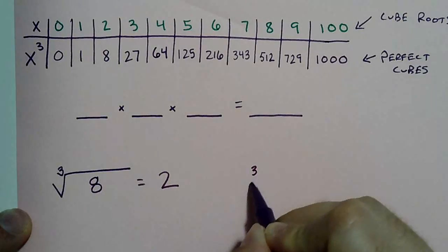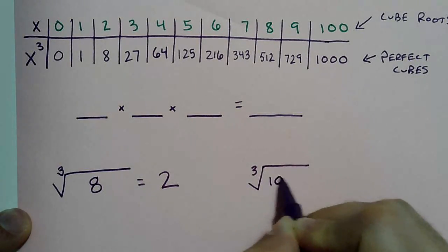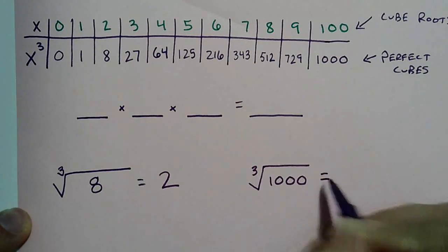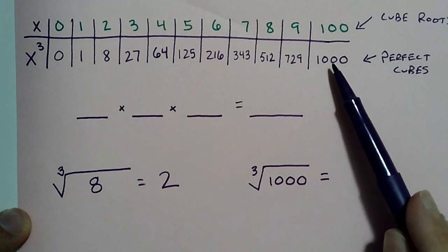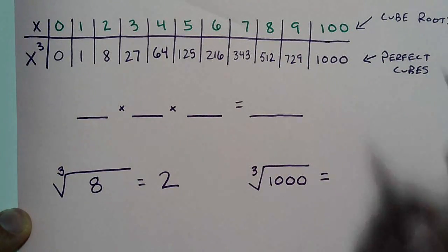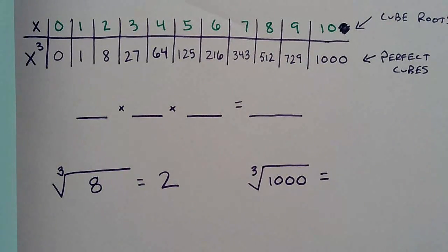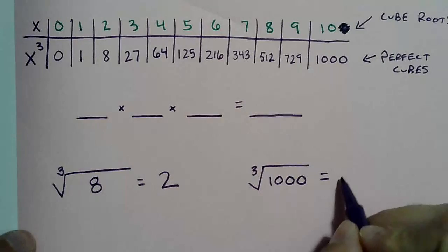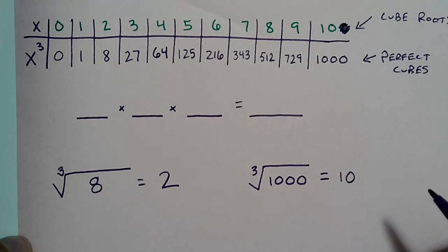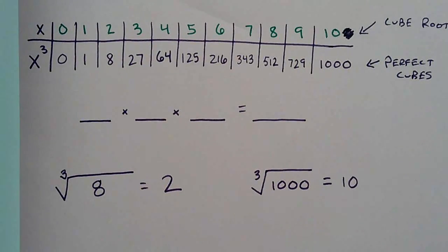If I wanted the cube root of 1,000, oh, it's not 100, it's 10. I jumped ahead of myself. Probably thinking I was crazy. The cube root of 1,000 is 10. So 10 times 10 times 10, 10 times 10 is 100, and 100 times 10 is 1,000.